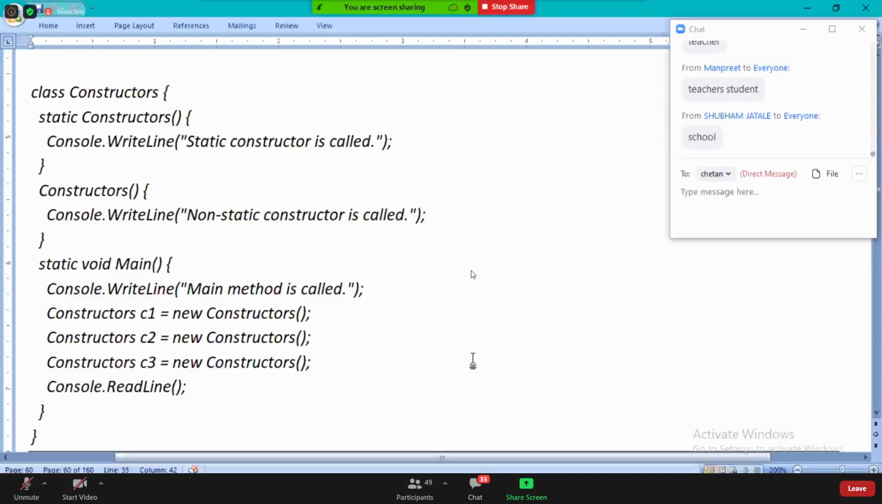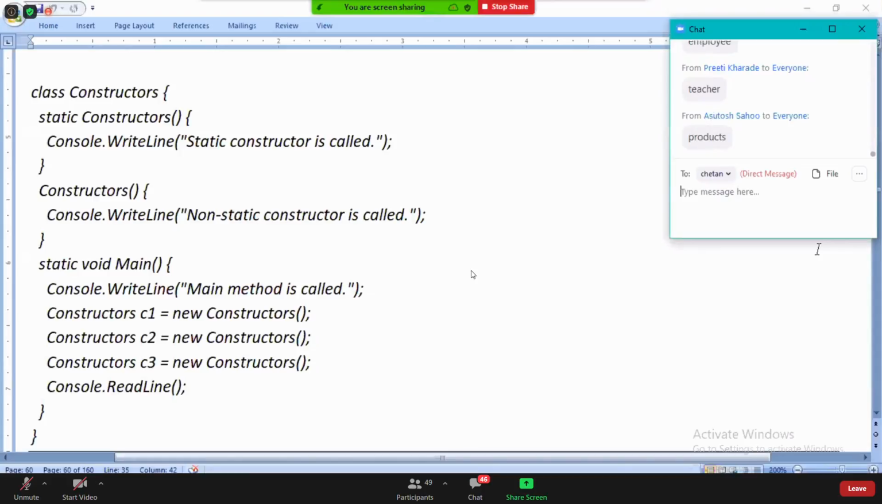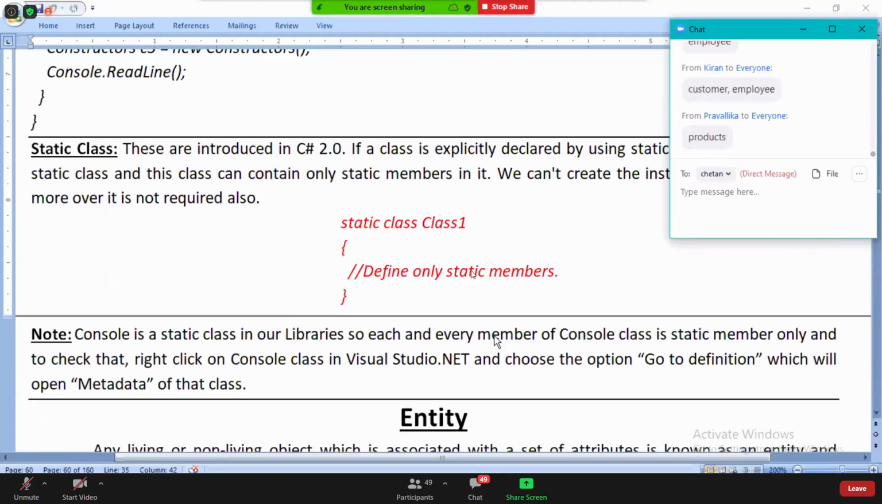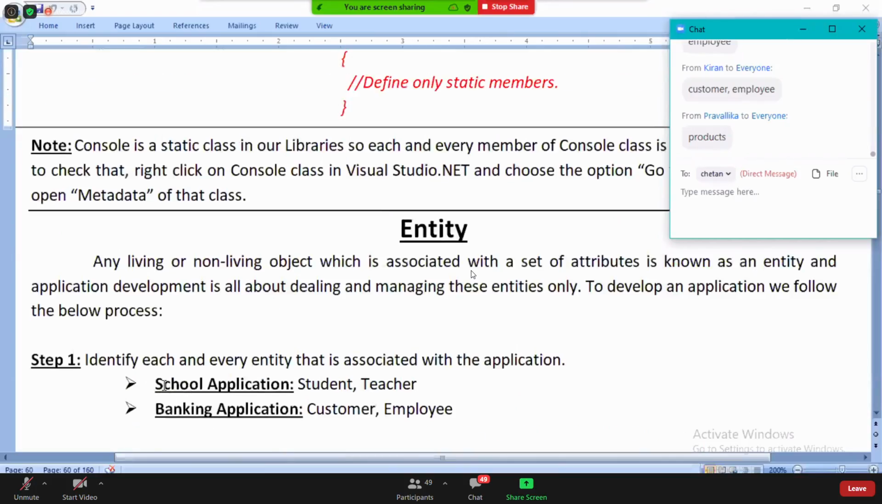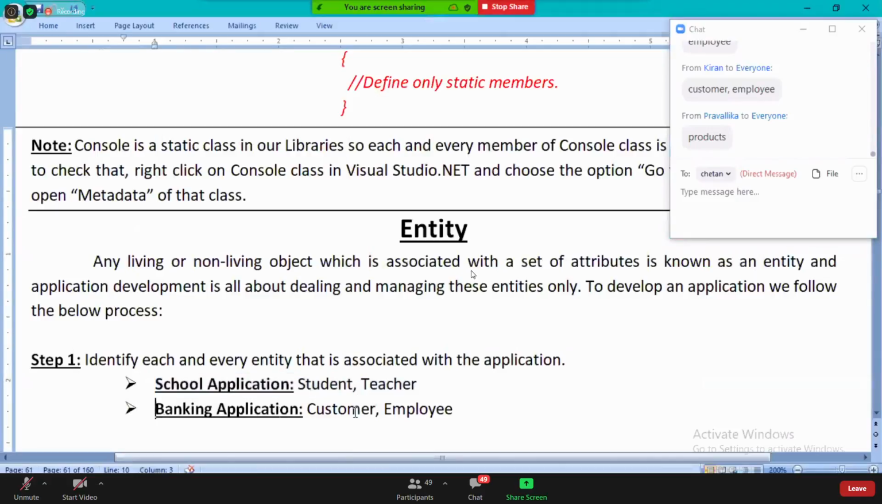Okay, you're developing an application for a business. Who are the entities? Employee, customer, products. Employee, customer, product are going to be the entities. Are you clear? So if you're developing a school application, these are entities. If you're developing a banking application like this.